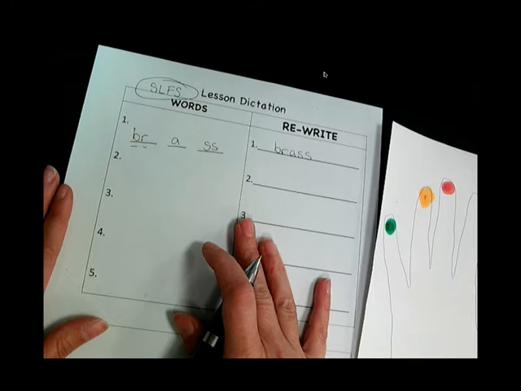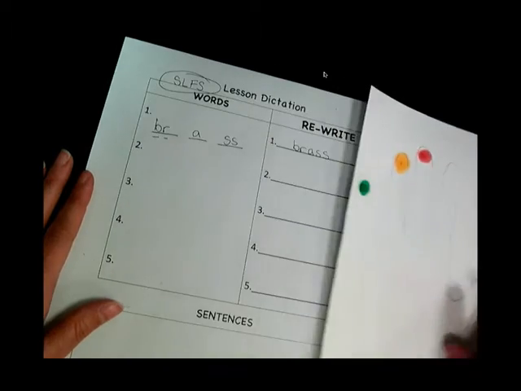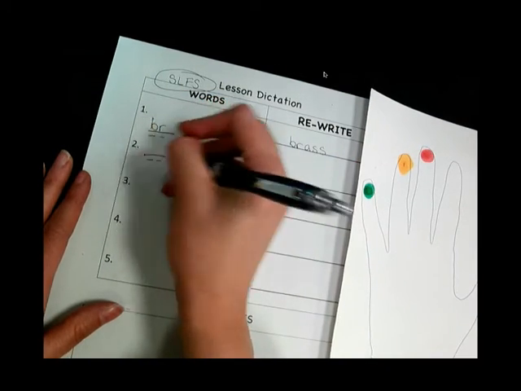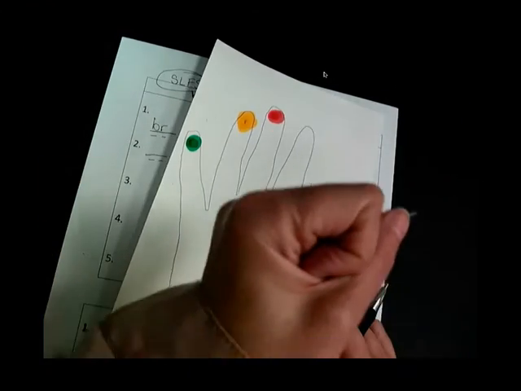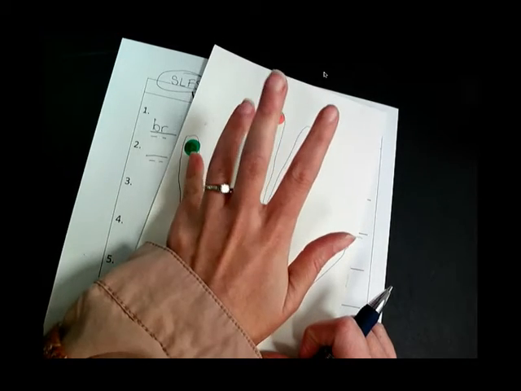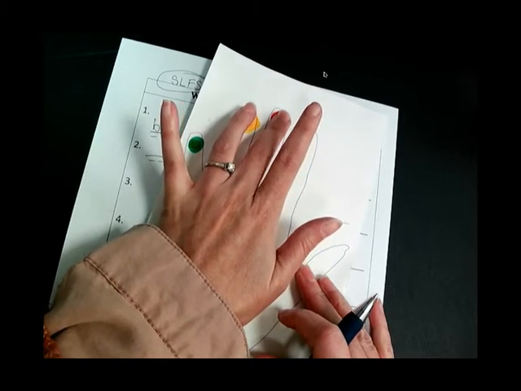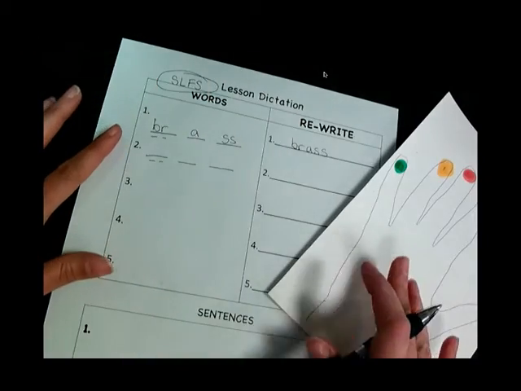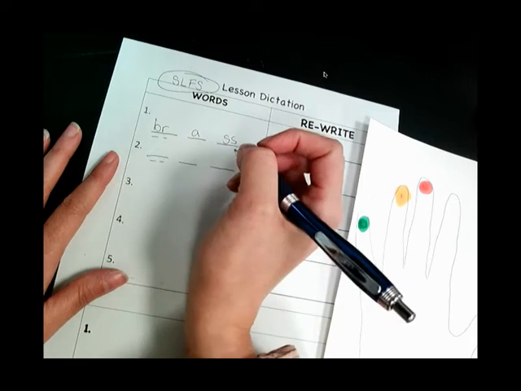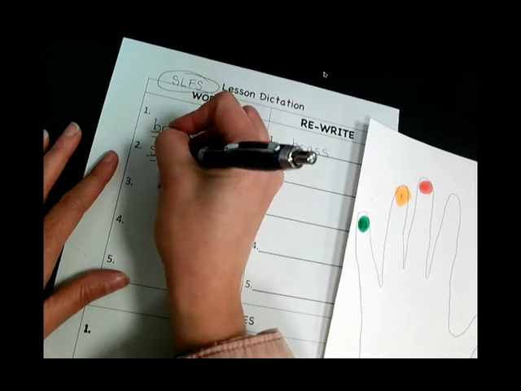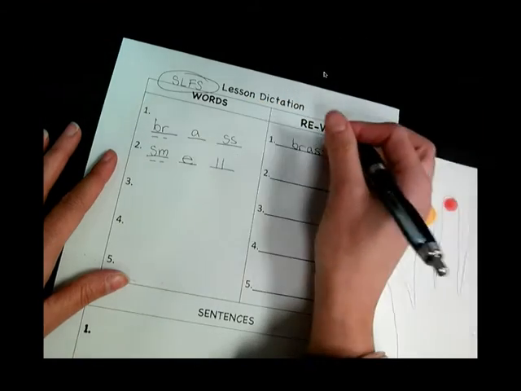Let's do the word smell. Smell. Smell. See if that fits our rule. Smell, 1 syllable. Smell. Oh, that was a short E, and it ends with an L sound. So that does follow our rule. Smell. Smell. Rewrite it.